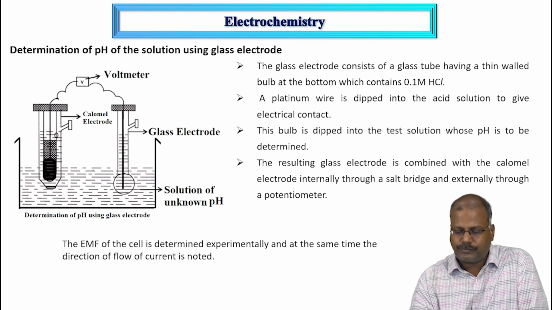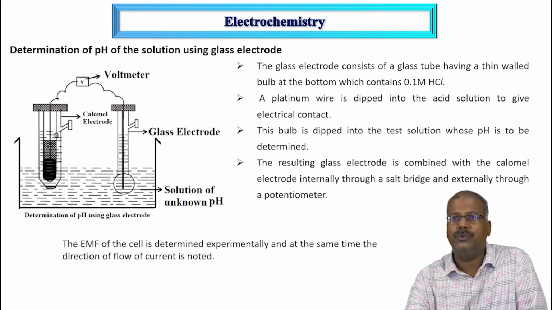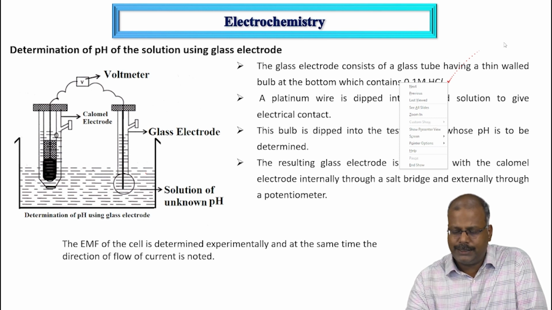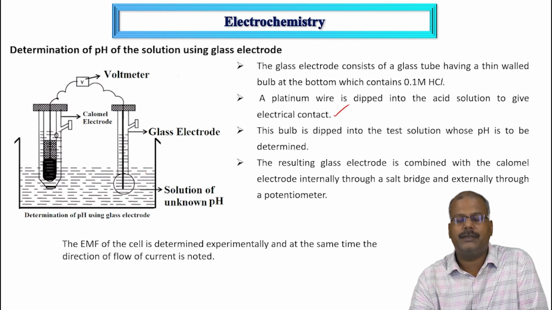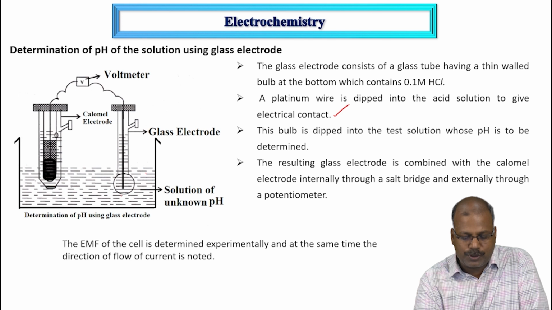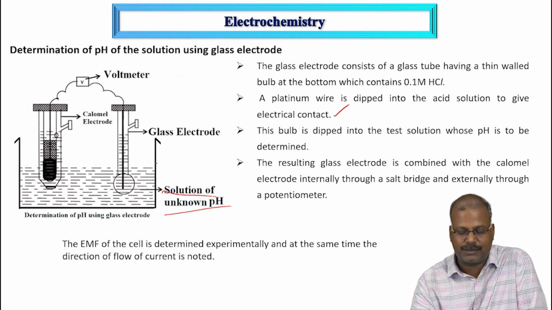So the glass electrode consists of a glass tube having a thin walled bulb which contains 0.1 molar HCl, and a platinum wire is dipped in it for electrical contact. The bulb is dipped into the test solution whose pH is to be determined. That's why we have said solution of unknown pH. The resulting glass electrode is combined with a calomel electrode. This is a calomel electrode. This is a glass electrode.